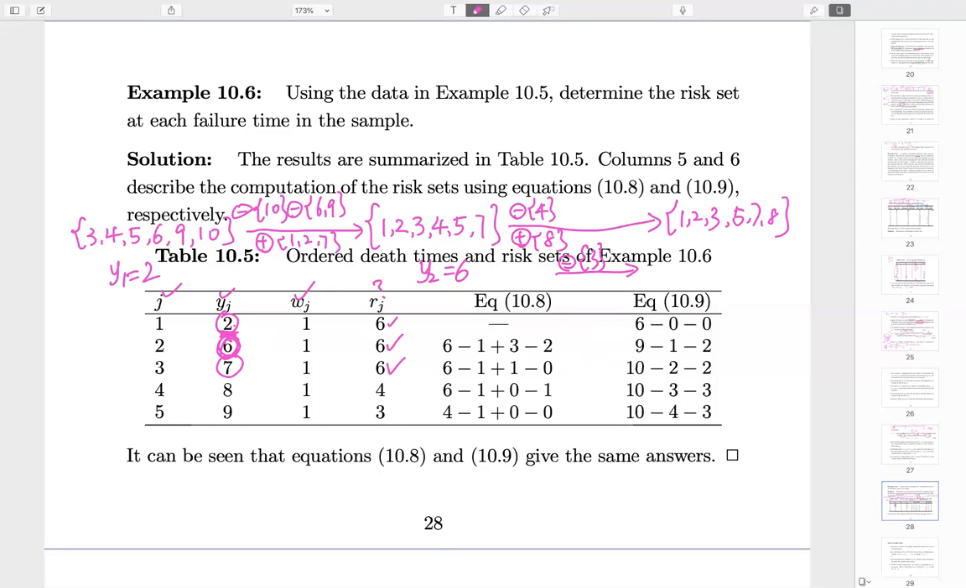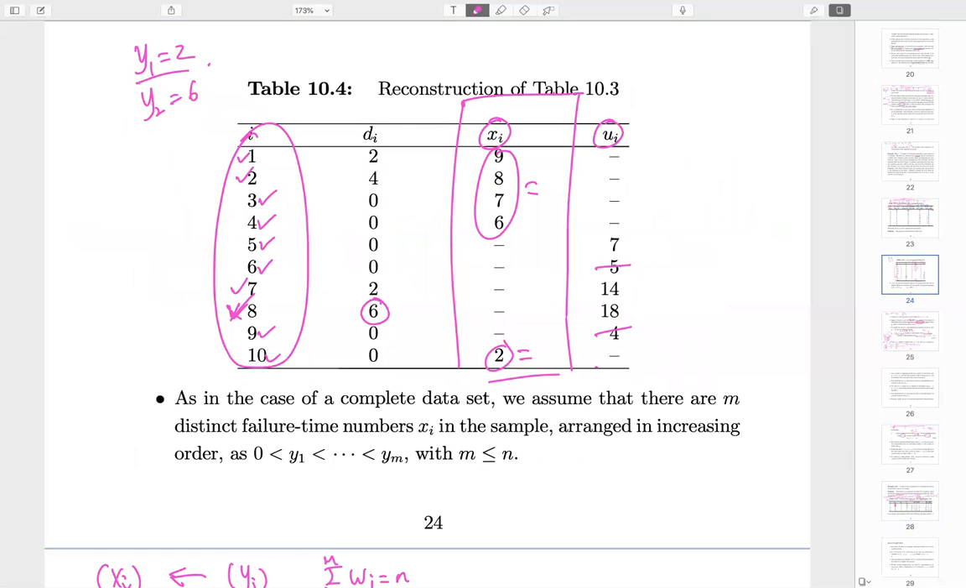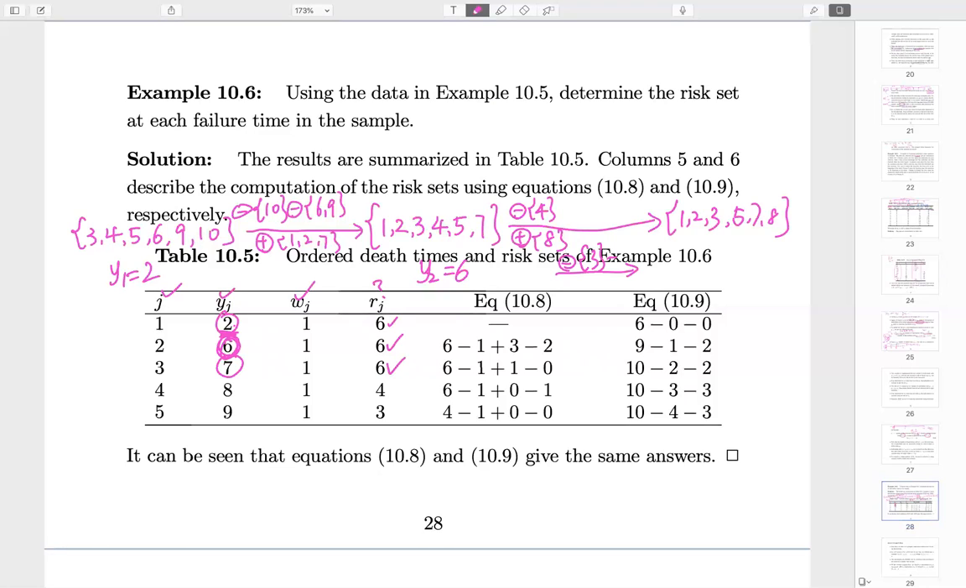Okay, and then we also need to take care of the right censoring. This guy will be taken out. That's number 5. So we will have 1, 2, 8. So that's why 1, 2, 3. Oh, we have 7 as well. 1, 2, 7, 8. So that's why we have 4.